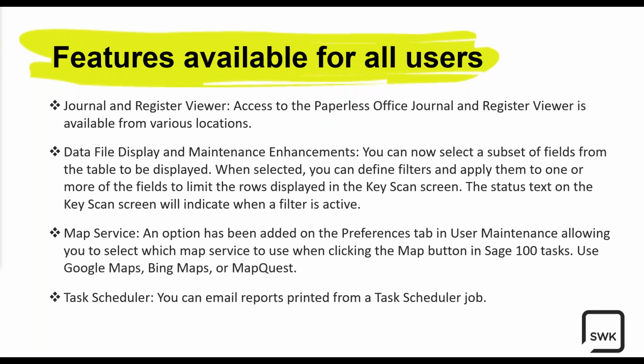And then map service. An option has been added on the preferences tab in user maintenance, allowing you to select which map service to use when you're using the map buttons in Sage 100. Your options are going to be Google Maps, Bing Maps, or MapQuest. And then in Task Scheduler, you can email reports printed from a Task Scheduler job. So essentially you could set up a task to run a report and email it to someone. And that's what that one is related to.